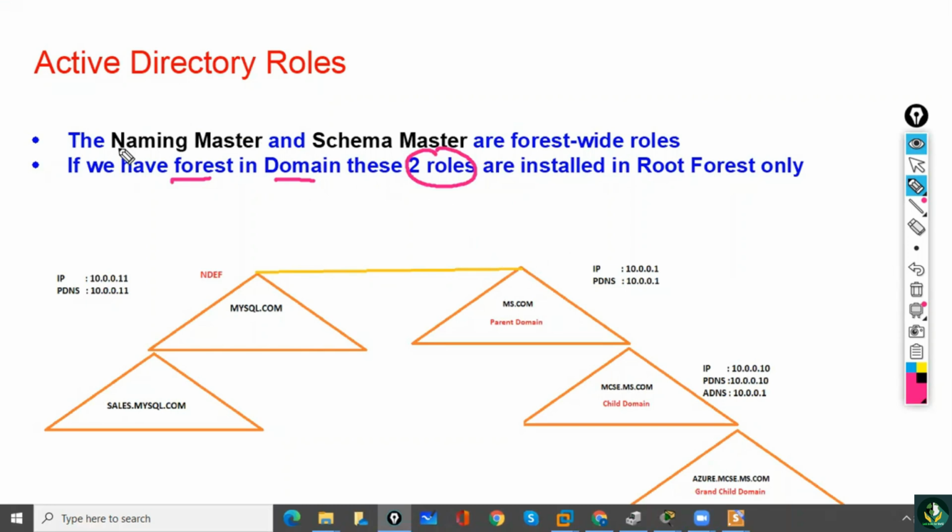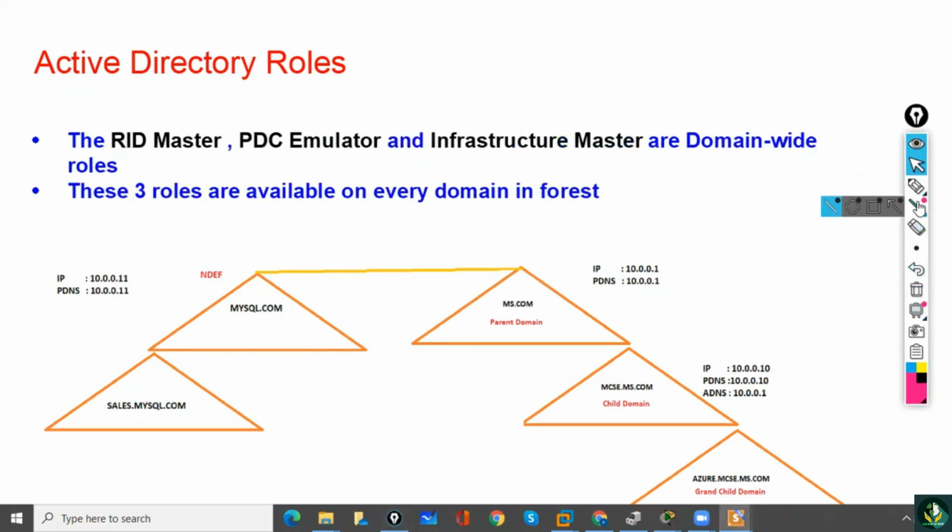So you will find these two roles in this ms.com, in the root forest. Okay. And guys, RID master, PDC emulator, and infrastructure master are domain-wide roles. So you will find these three roles in all the domains. These three roles are available on every domain in the forest.